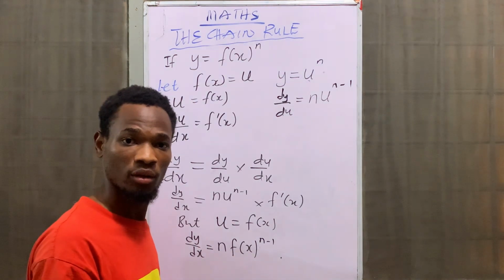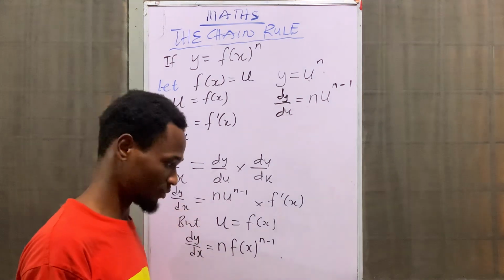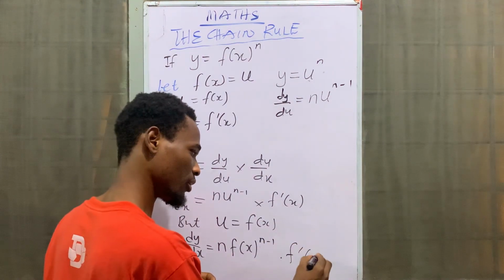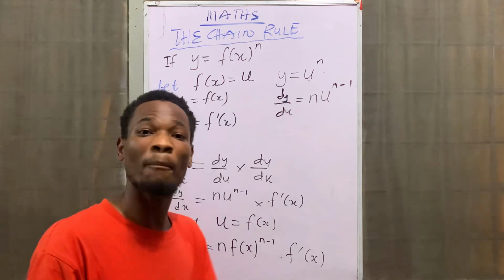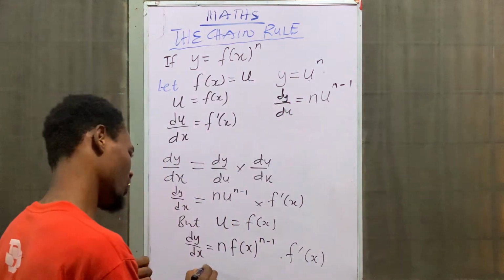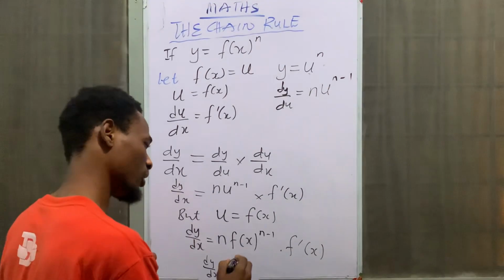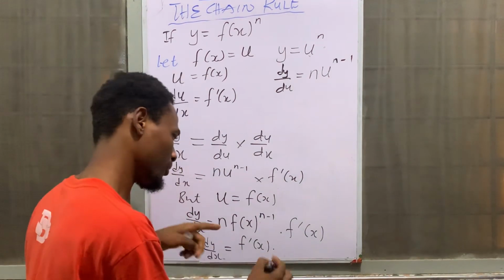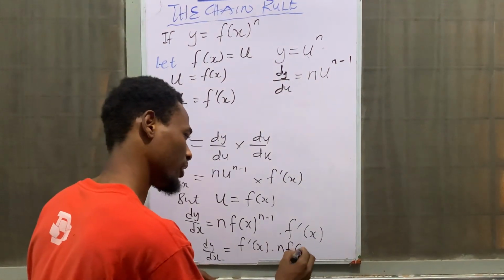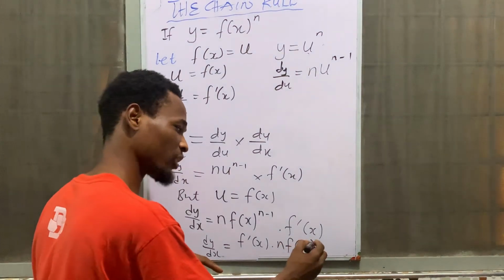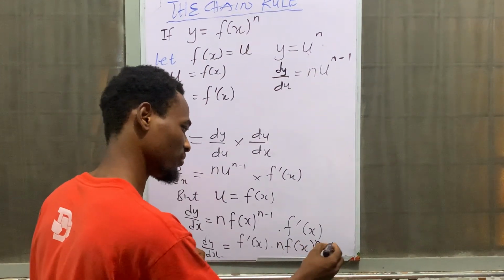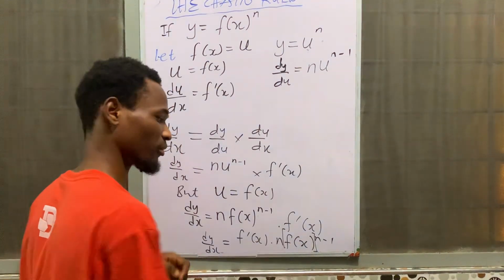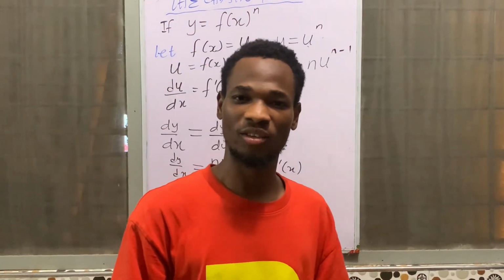Times, that is dot. Dot means times, according to the scalar dot product in vectors. Then I have my f prime of x. Are you okay? So now by rearrangement, dy/dx is equal to my f prime of x multiplying my n times f of x to the power n minus 1, and that is the end of the game.